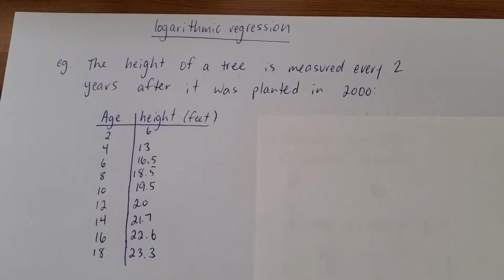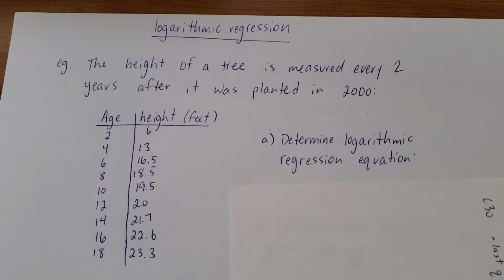All right, so the height of a tree is measured every 2 years after it was planted in the year 2000. I've got some data there. The first thing I want us to do is just to determine the logarithmic regression equation. Okay, so it's nothing particularly new. You know how to do regression. You're just going to choose a new type from the list. So we're going to go over all the steps again, but I'm hoping it's going to be pretty familiar for you guys.